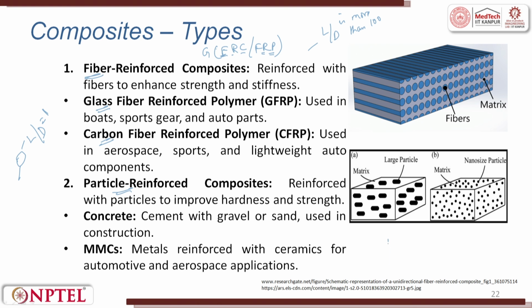So, here you will have gravel, which is no reinforcement, where it is good only for compression. In this case, the matrix is cement, right. You can also have the matrix as metals. So, you will have more ductility, right. So, you can also have a metal matrix composite.